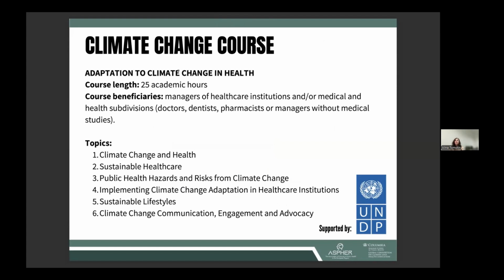And it covers key topics, including the relationship between climate change and health, implementing climate change adaptation in healthcare institutions, promoting sustainable healthcare, understanding the public health risks from climate change, and also climate change communication and how to engage communities in resilience building efforts.